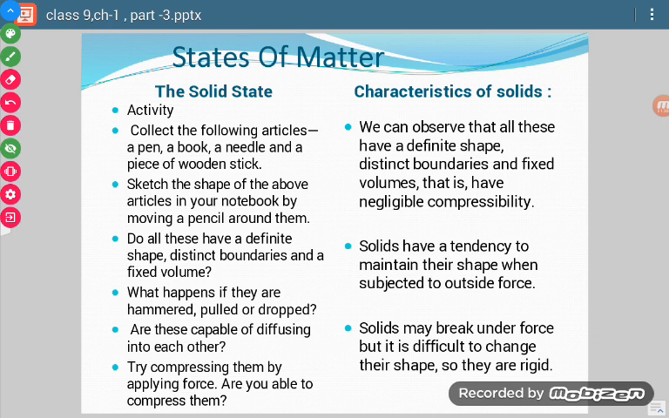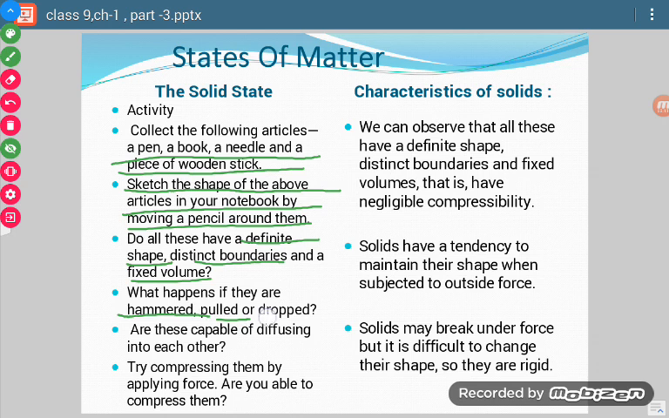The activity is to collect the following articles. We have to collect these things. Now what we will do, we will draw the shape of each article with the help of a pencil. We will keep it on a paper and we will draw their shape. Now what we will find, a definite shape will be there, distinct boundaries will be there and a fixed volume will be there. Now if we take some more examples, then after hammering or after pulling or after dropping, we have to check whether something happens or not.